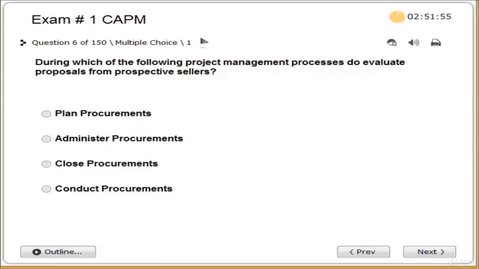During which of the following project management processes do you evaluate proposals from prospective sellers? Plan procurements, administer procurements, close procurements, conduct procurements.